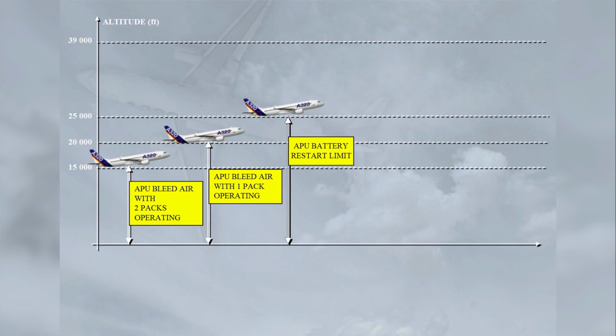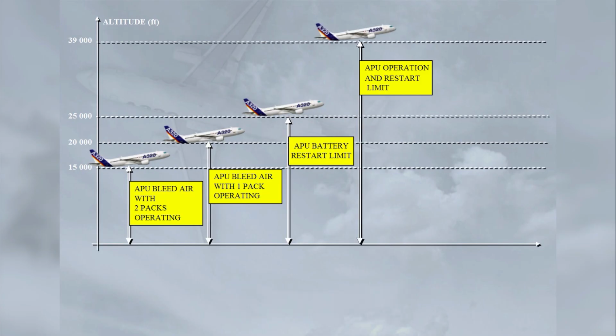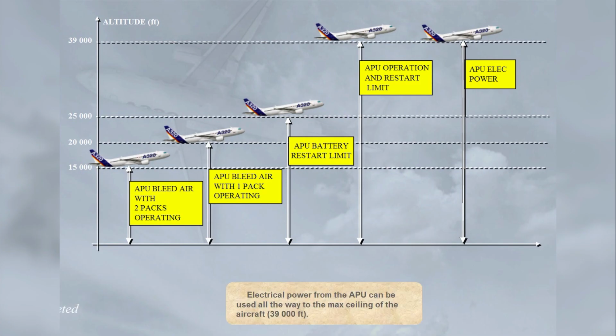The APU can be started using batteries up to 25,000 feet. You can start the APU all the way to the maximum ceiling of the aircraft, 39,000 feet. Electrical power from the APU can be used all the way to the maximum ceiling of the aircraft, 39,000 feet.